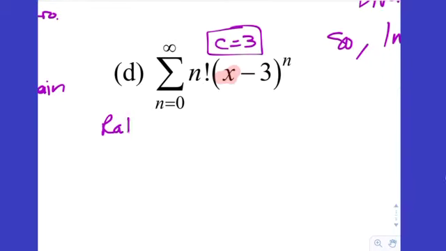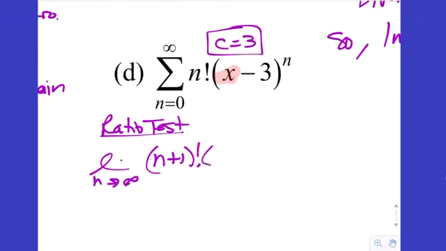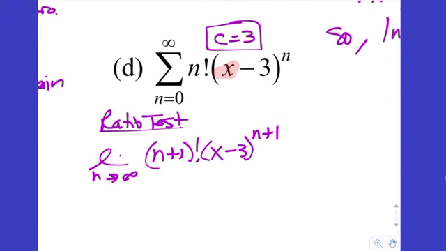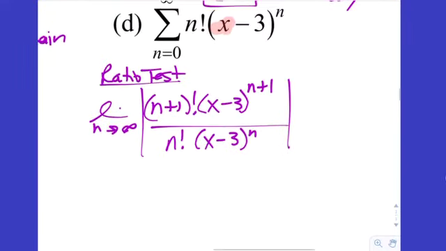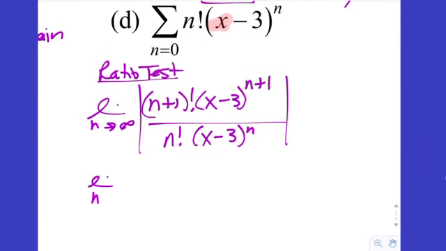Are there other values? Well, we shall see. Let's do the ratio test. Go ahead and write it out. Say what you're doing. The ratio test. The limit as n goes to infinity, n plus 1 factorial times x minus 3 to the n plus first. This one doesn't have a ratio itself, so there's your numerator, and I'll just divide by the nth term in the denominator. And absolute values. Don't forget those. Even if there's no alternate, you want to put them on there.